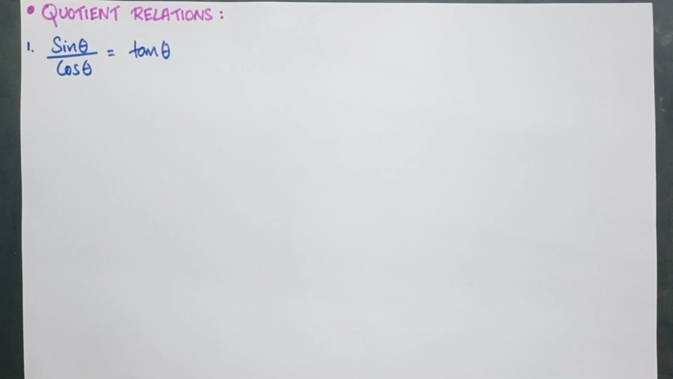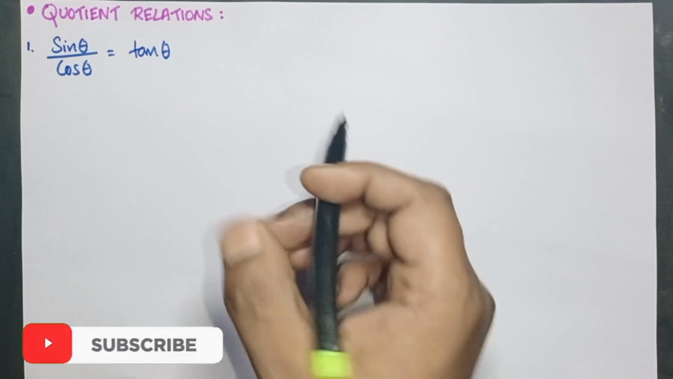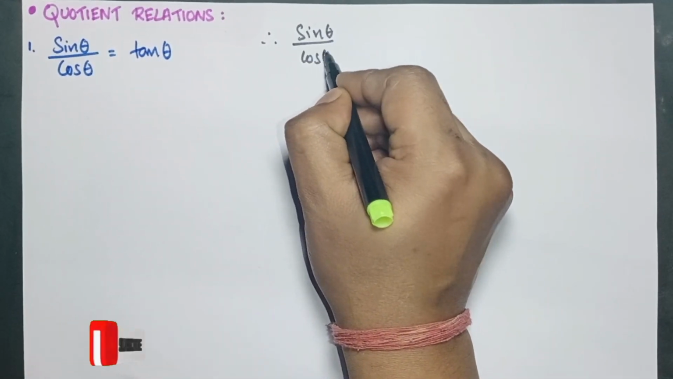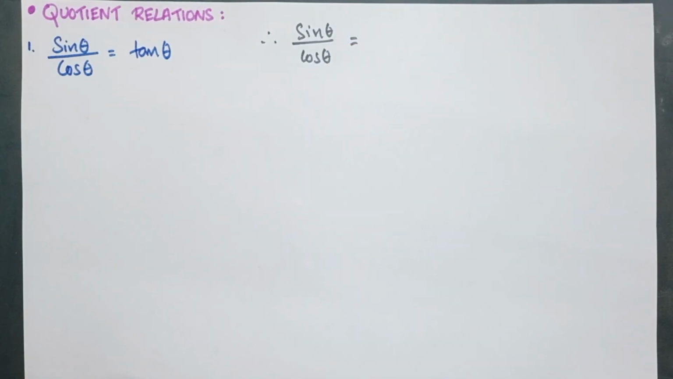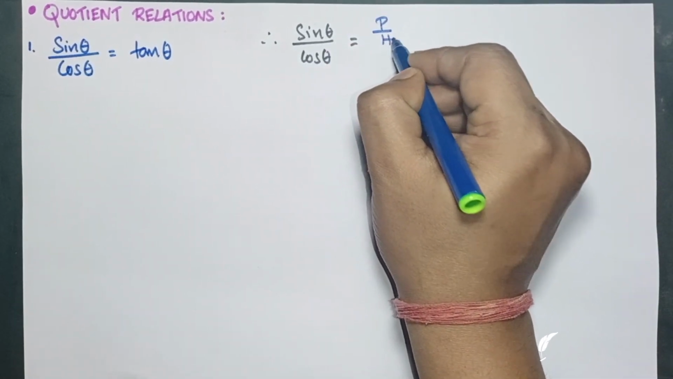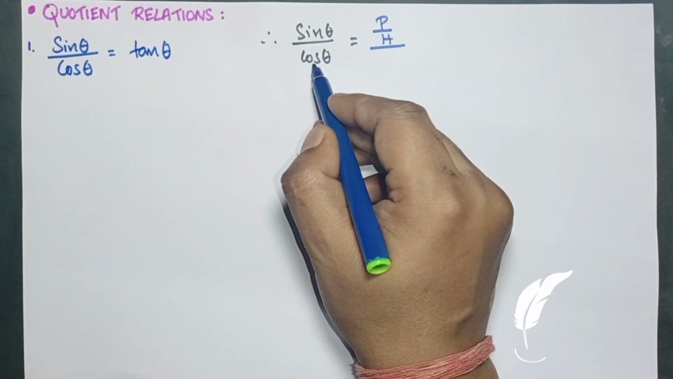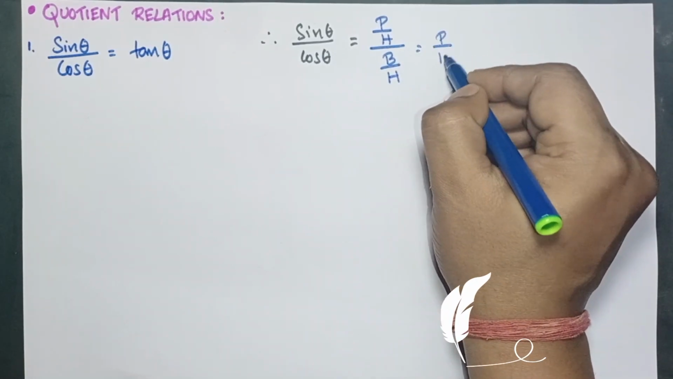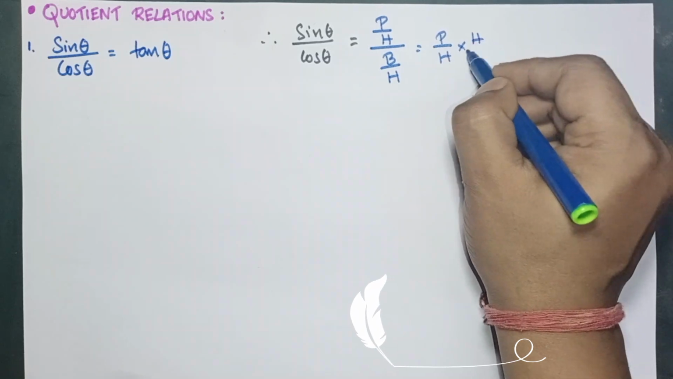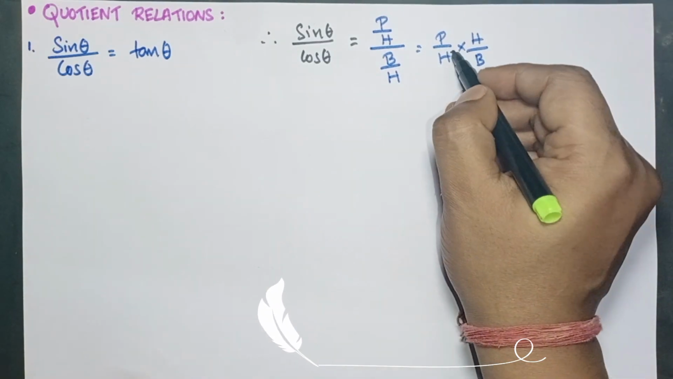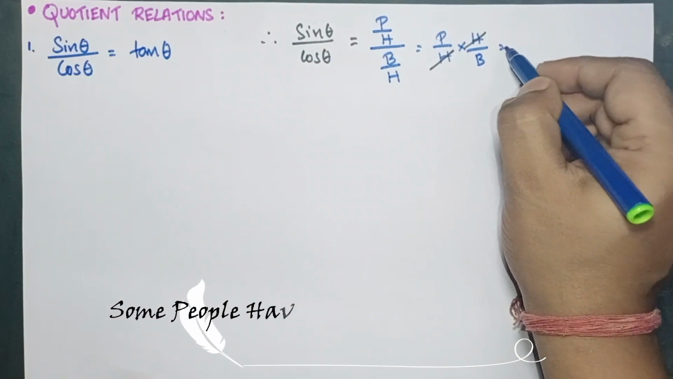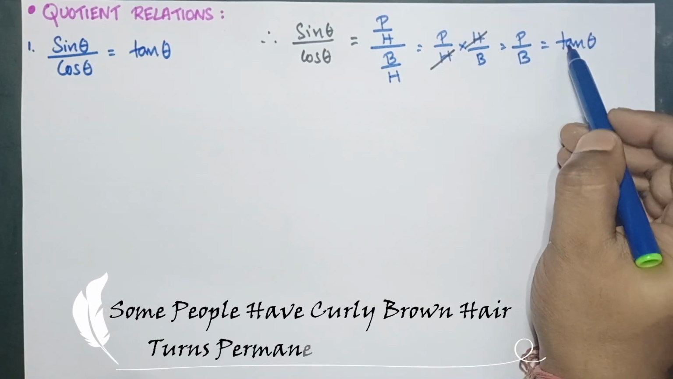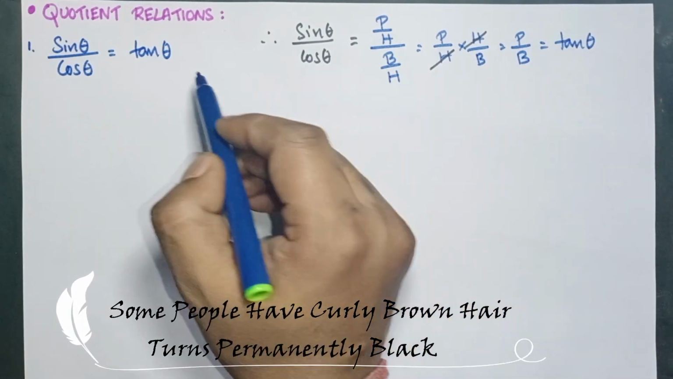So how we can prove this formula? Proof will not come in exam, but I'll show you here. So we have sine theta upon cos theta. As you know, sine theta is some people have, so P by H. Yeah. So cos theta means curly brown hair, so I can write B by H. So this I can write P by H into, reciprocal, H by B. So now what can I do? This H gets cancelled. So what I got finally? P by B. As you know, P by B is your tan theta, because turns permanently black. Okay, so hope you got this formula.